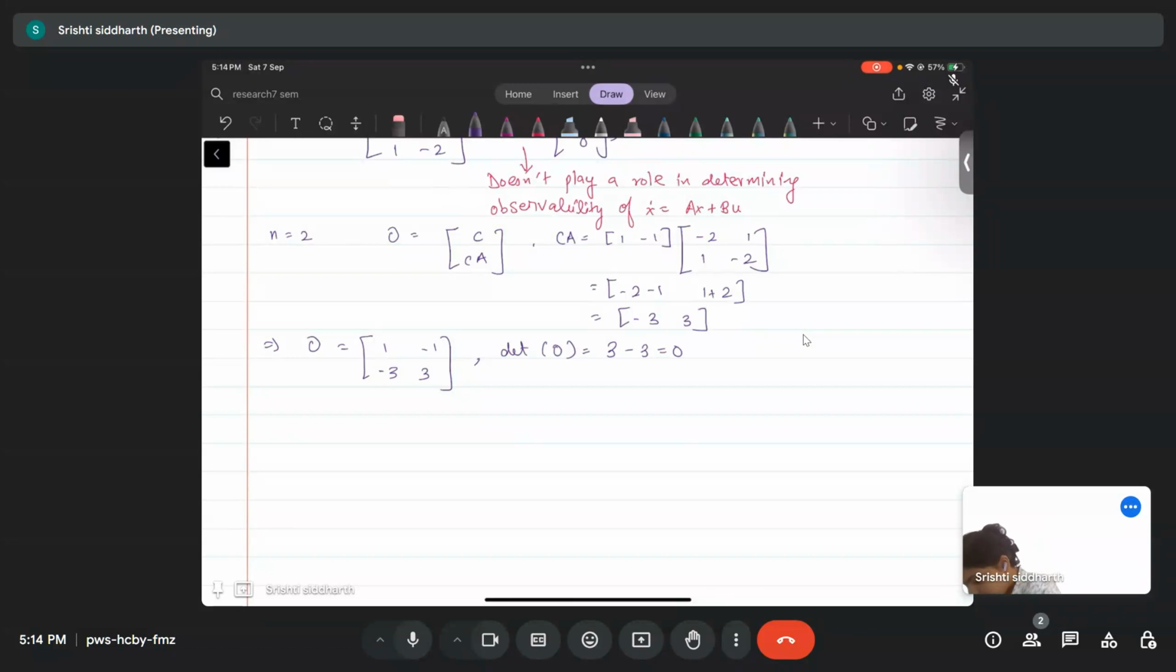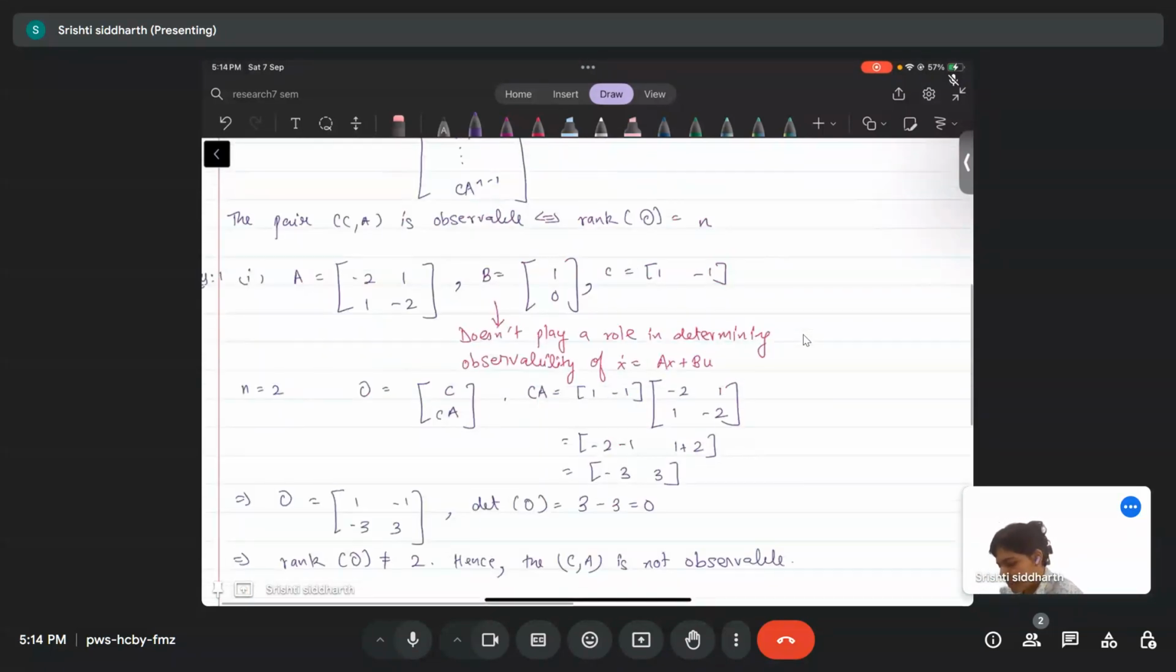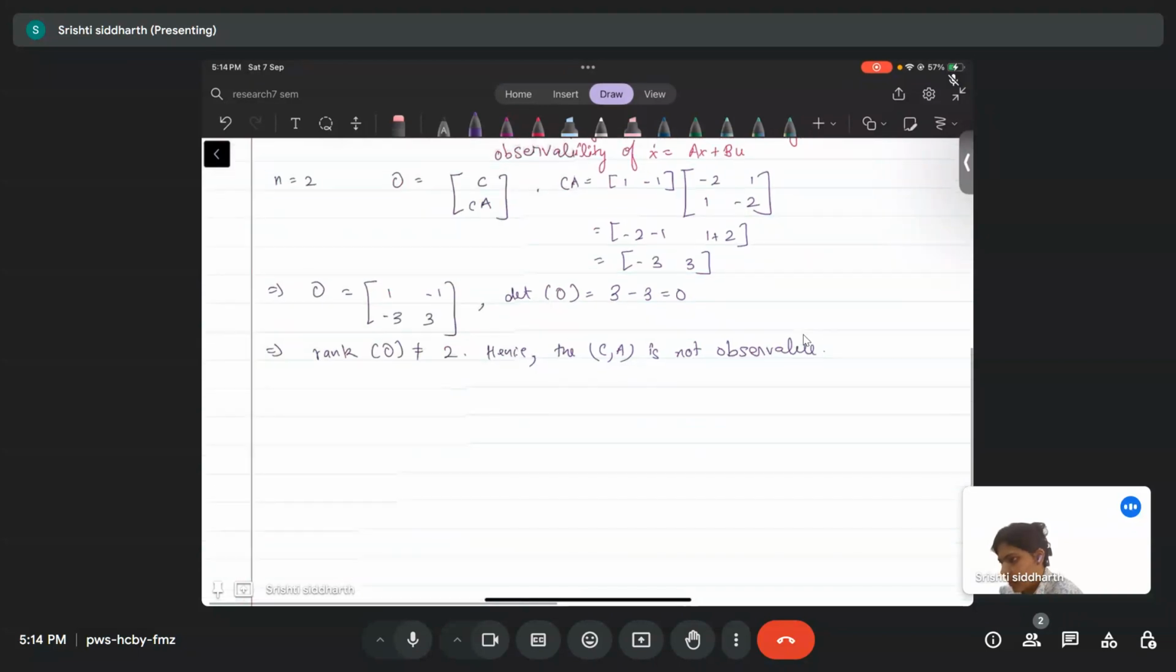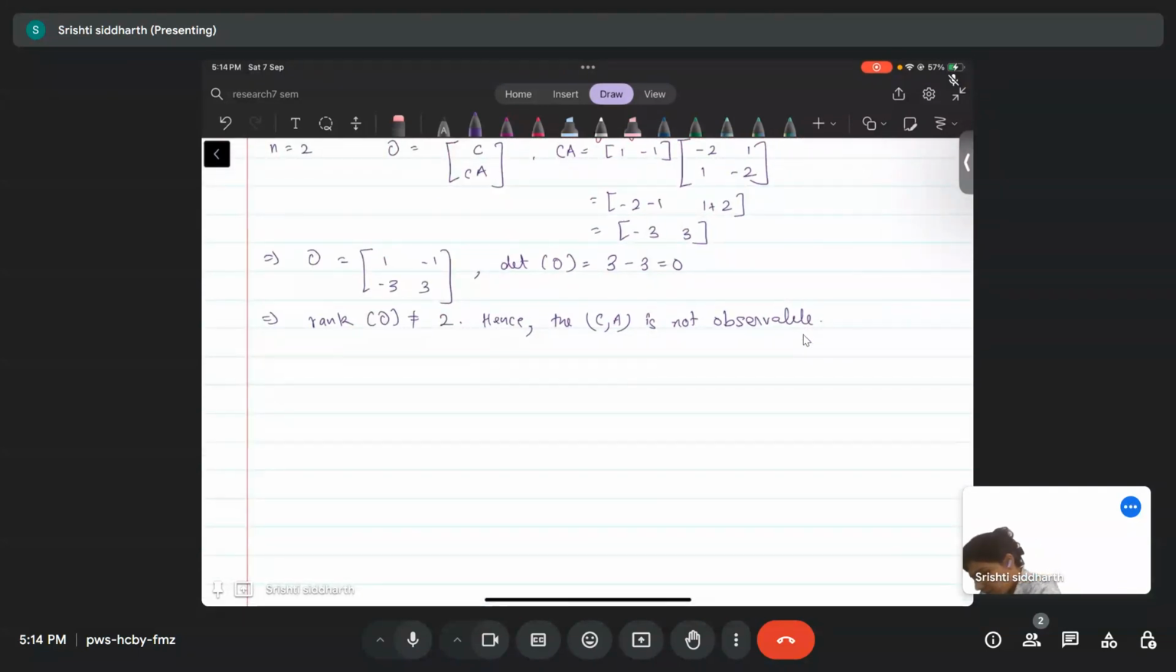This implies that the rank of the observability matrix is not equal to 2. Hence, this system is not observable. Hence, the pair (C, A), or the system, is not observable. Alright, so this was just a second order system. Let's look at the next part.